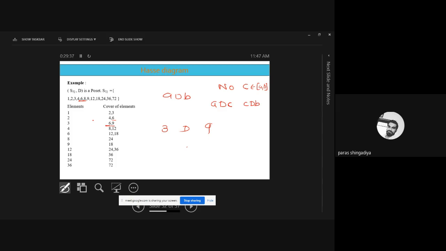And after 9, 12 is next. So you can easily map by 6. 3 divides 6, 6 divides 12. Clear? And then after 18, so 3 divides 6, 6 divides 18. Both are correct. 24, same. Okay, 36 also same, and 72. That you can easily measure with 6 and 9 both. Clear? So only two entries are the cover element of 3.